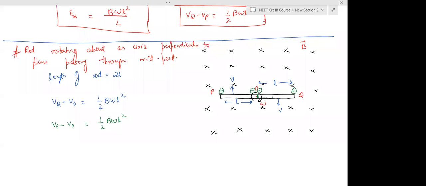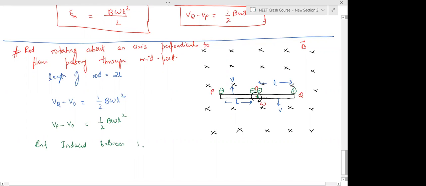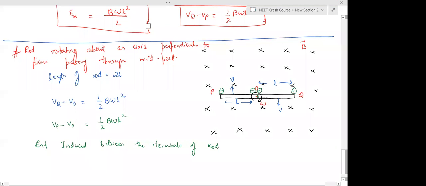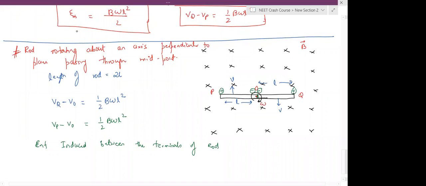But suppose we have to find the potential difference across the ends of the rod, between P and Q, if we touch a voltmeter. The EMF induced between the terminals, or between the ends of the rod, will be zero. Potential at P minus potential at Q. If we subtract these two equations, equation number 2 minus equation number 1.